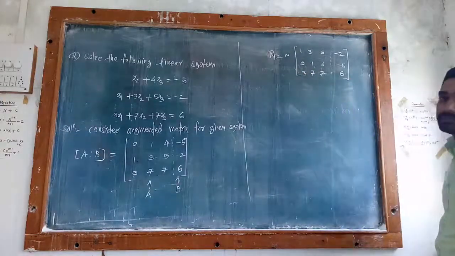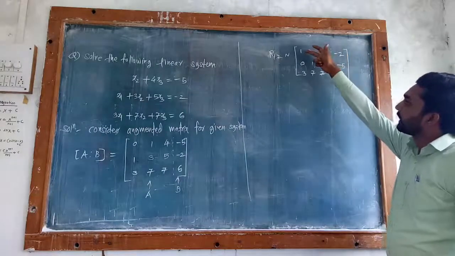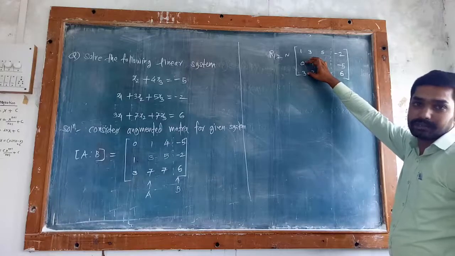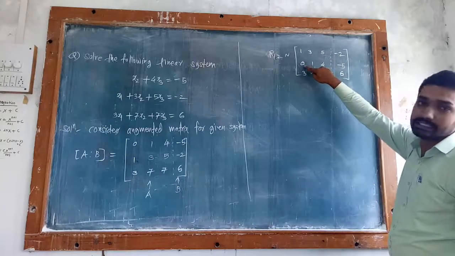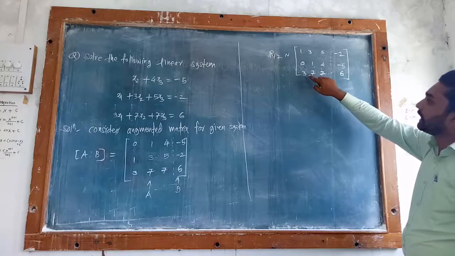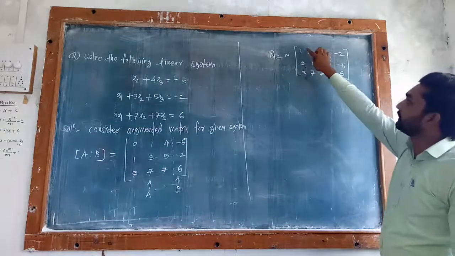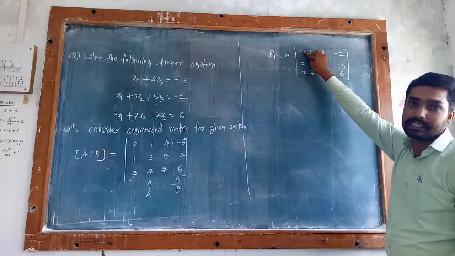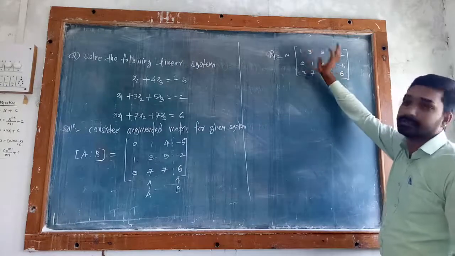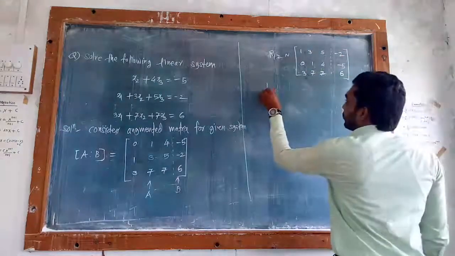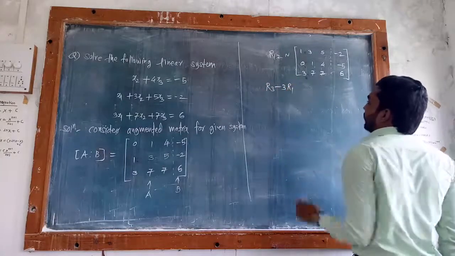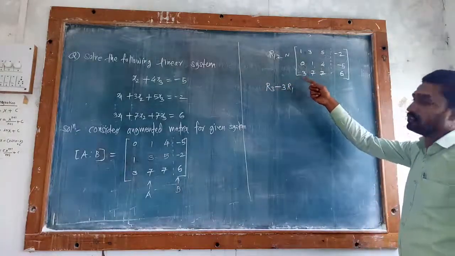Now next we have to make the entries A21 and A31 zero. A21 is already 0. We have to make the A31 entry 0. This entry is 3, so how to make it 0? Multiply the first row by 3 and then subtract, then 3 minus 3 becomes 0. So the row operation is R3 minus 3 times R1.